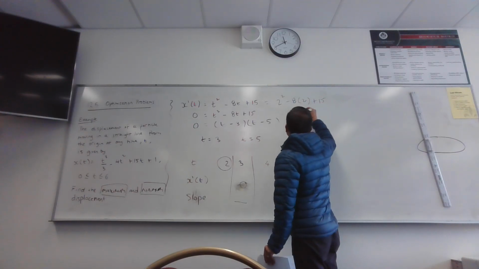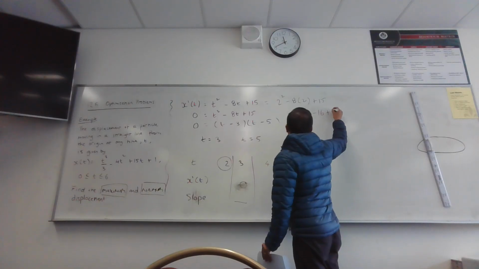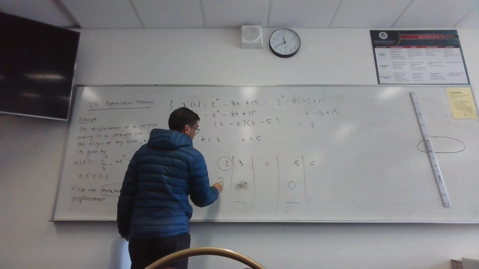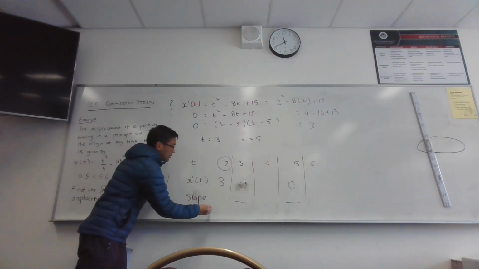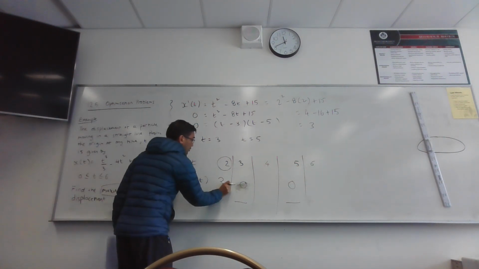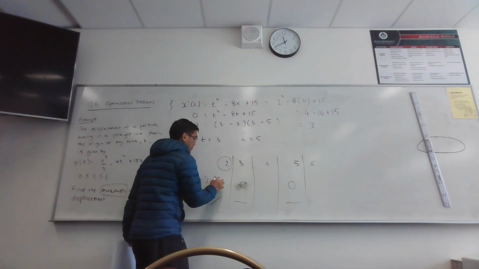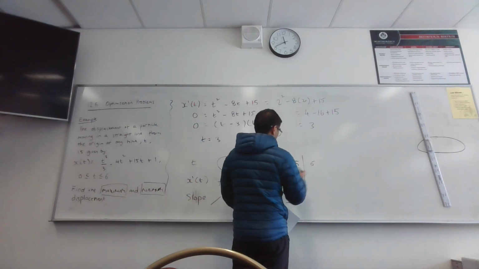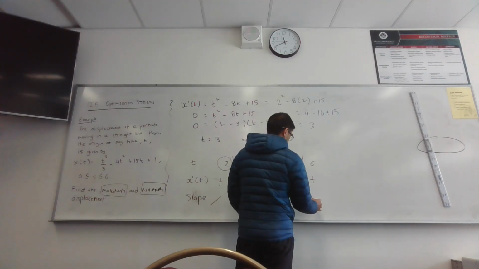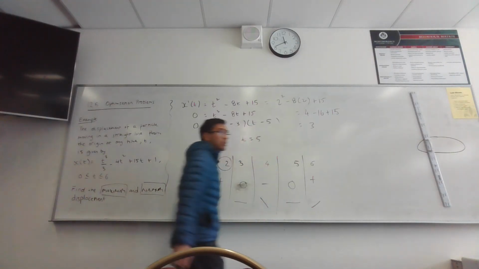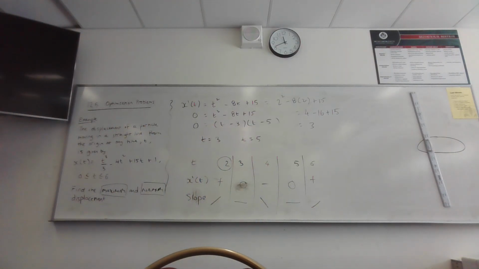Okay. 4 minus 16 plus 15 equals 3. So therefore, that's our 3, and we're going to make that a positive, like so. If you do sub them all in, you're going to get a negative for the 4 and a positive for the 6. I'm not going to substitute each of those values in.